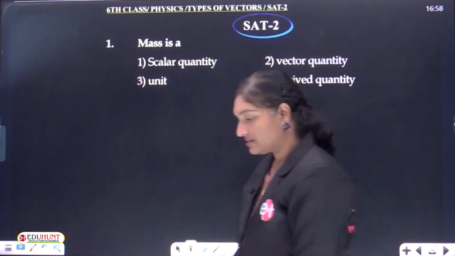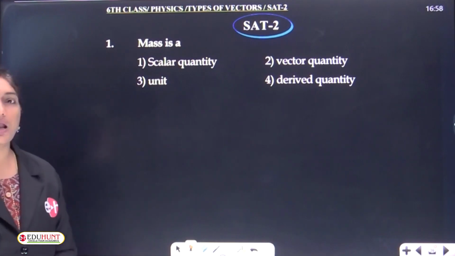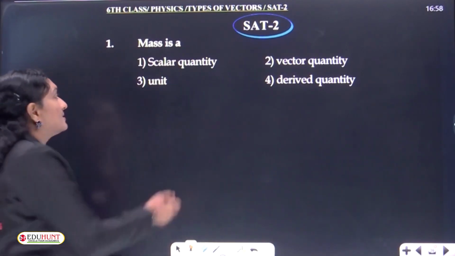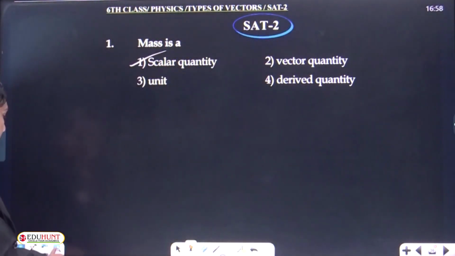SAT2 model questions. Question number 1 from SAT2. Mass is a scalar or vector? It is a scalar quantity. Mass is a scalar quantity.